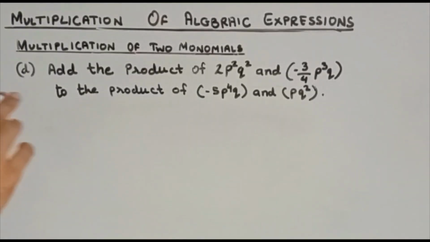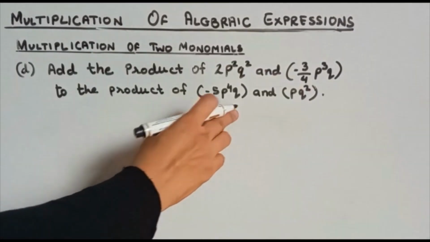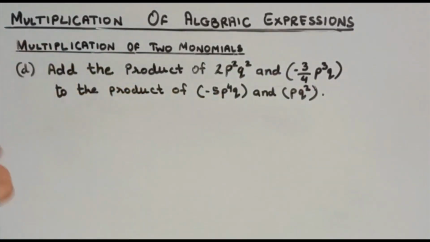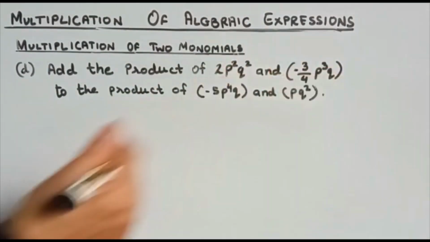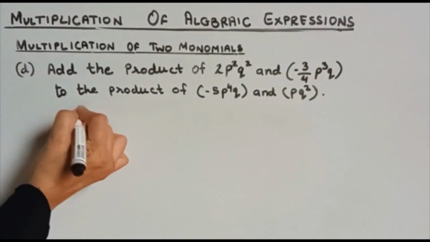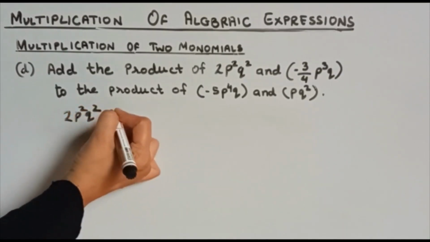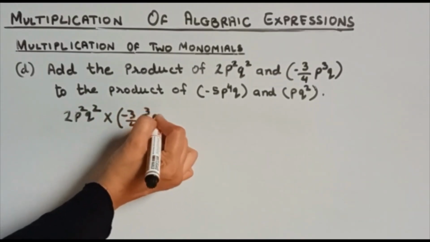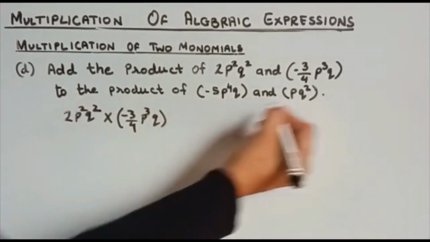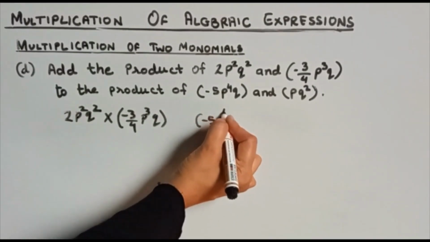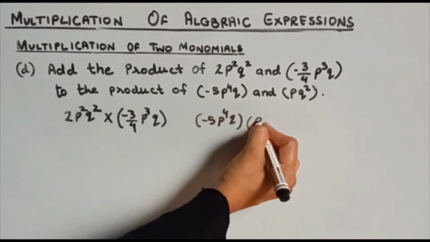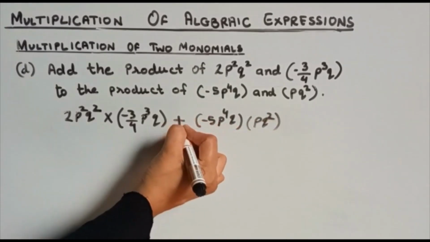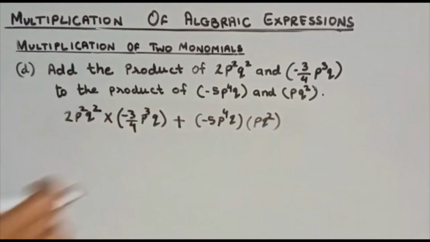Fourth example, add the product of 2p square q square and minus 3 by 4 p raised to 3 q to the product of minus 5p raised to 4 q and p q raised to 2. We'll write the multiplication of these two terms first. So 2p square q square is multiplied with minus 3 by 4 p raised to 3 q. Second term, minus 5 p raised to 4 q, p q square. We'll write a plus sign here because we have to add the product of these two terms.